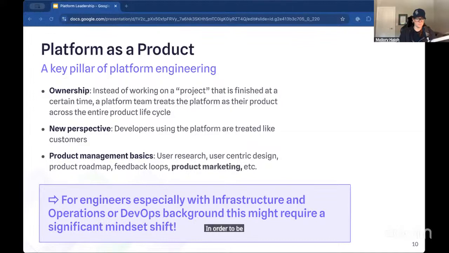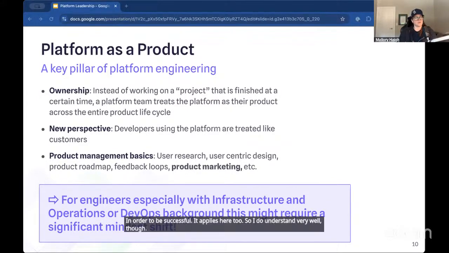It applies here too. So I do understand very well, though, that engineers, especially folks from an infrastructure operations or a DevOps background, find this is a really significant mindset shift. I do a lot of coaching of teams going through this.